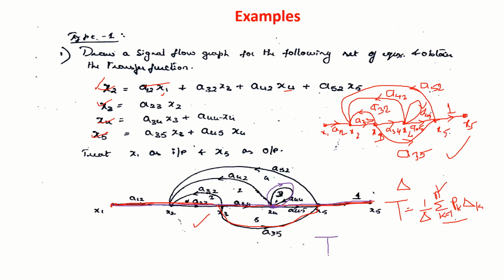Since there are two forward paths, T should be 1 by delta, and k equal to 1 means P1 delta 1 plus P2 delta 2. So this is our Mason's formula. Now find P1, P2, delta 1, delta 2, and delta, and substitute, and you will get the transfer function. So what is P1?